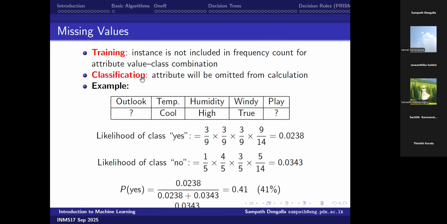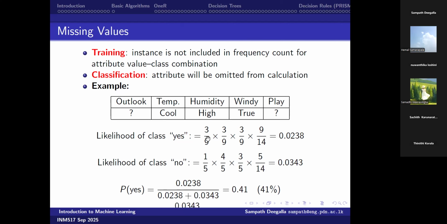And when it comes to classification, you omit the attribute from the calculation. Now, to explain this, let me take a new date. In this particular case, let's assume that we don't know the value of outlook. And let's say we know temperature is cold, humidity is high, wind is true. So when we calculate the likelihood, we will omit this attribute, and then you calculate the likelihood and the probabilities for the remaining.